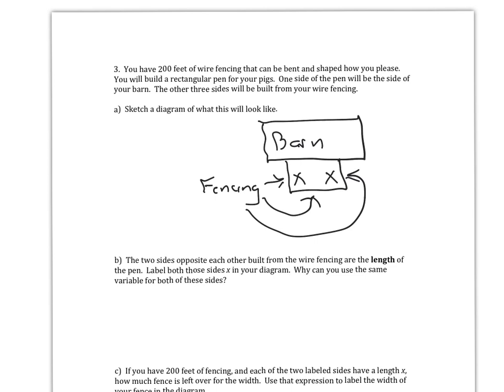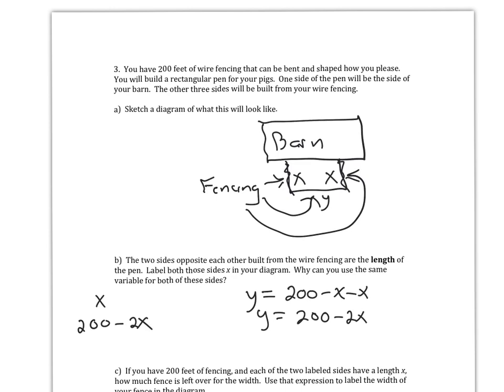So what we also know is that if, let's say we call this y here, we can say that y has to be equal to 200 minus x, because we started with 200, and we had to subtract the x for the two sides here and here. So that can become y is equal to 200 minus 2x. So now we have an expression for the length of the pen, and we have our two dimensions as x, and 200 minus 2x.